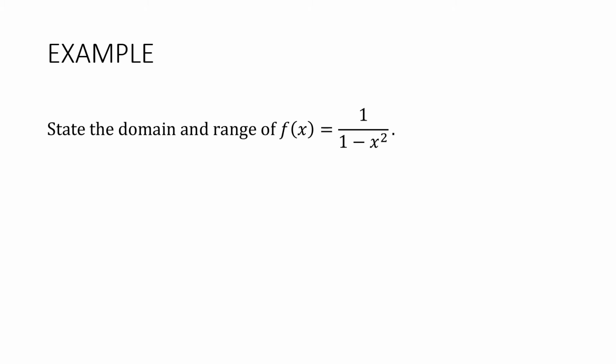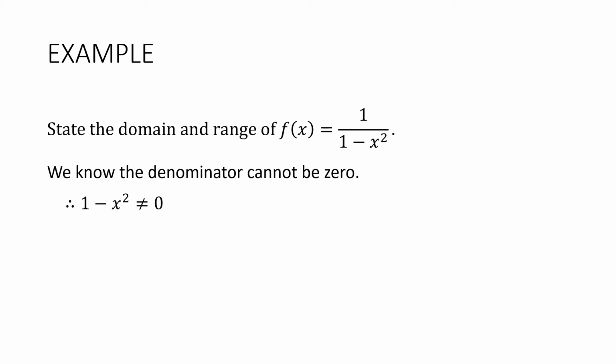Here's another example. State the domain and range of f of x is equal to 1 on 1 minus x squared. Again, not really sure what this graph looks like. I could put it in the graphics calculator, but I need to know how to do it without doing that. Our issue is going to be a denominator of 0. So basically, this function is going to be fine, providing the denominator doesn't equal 0. Let's figure out when that happens.